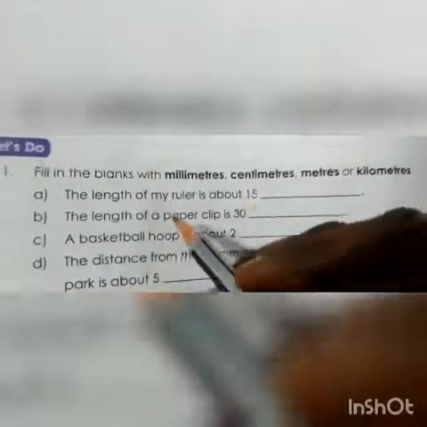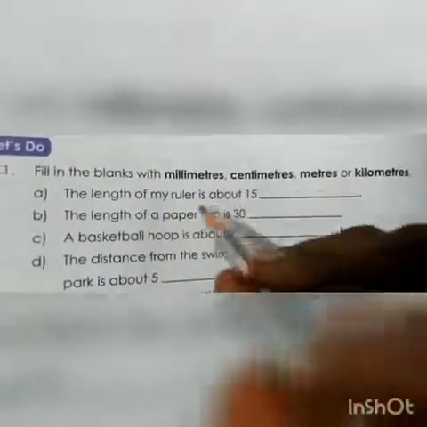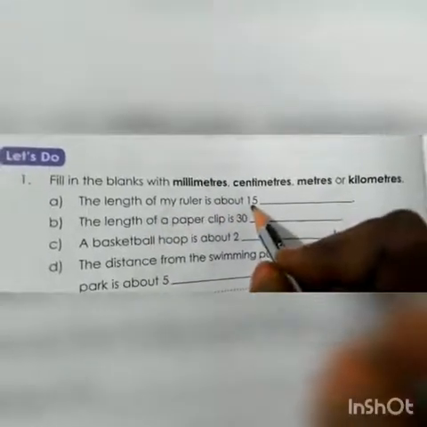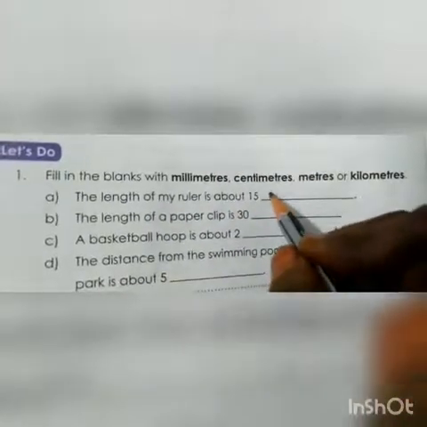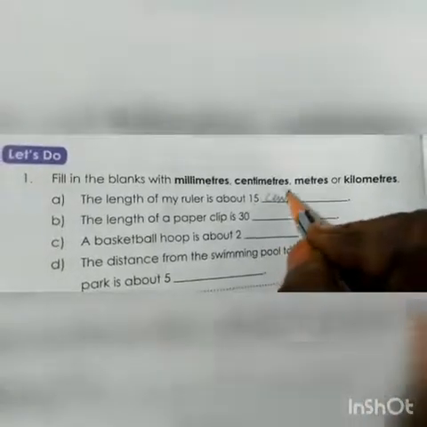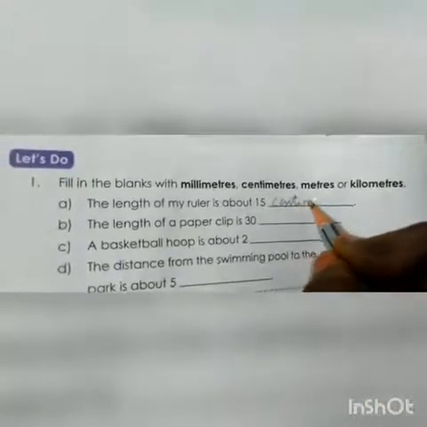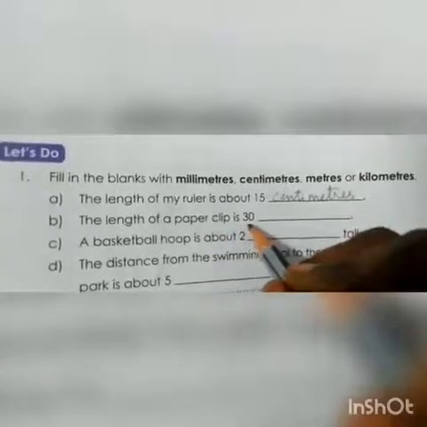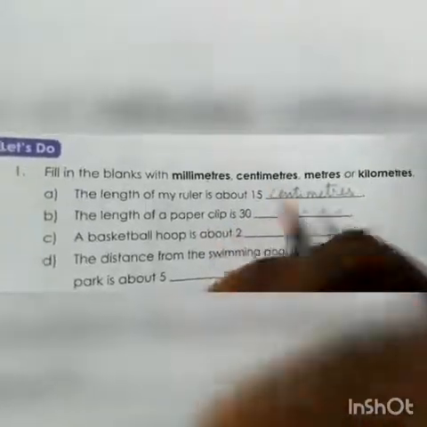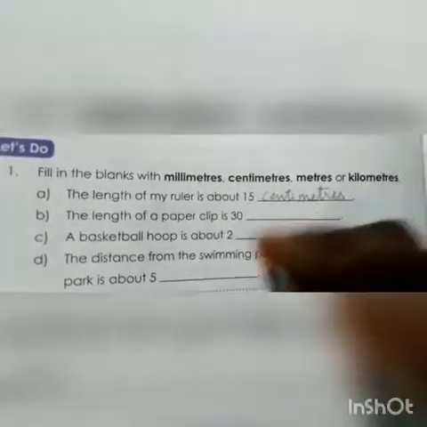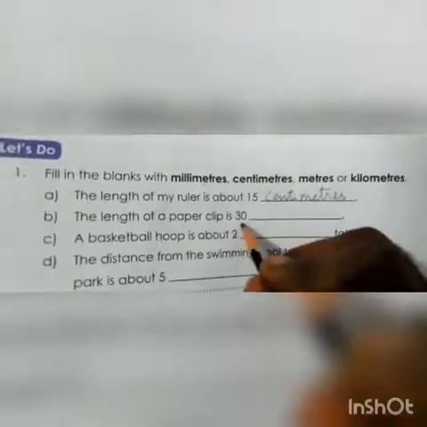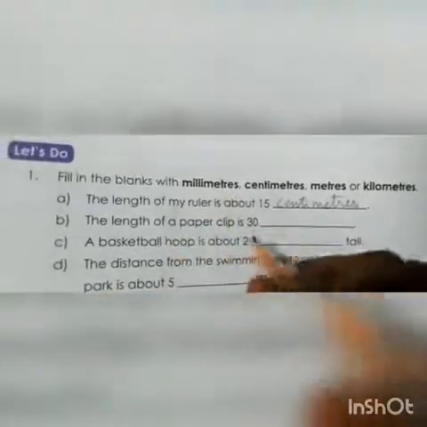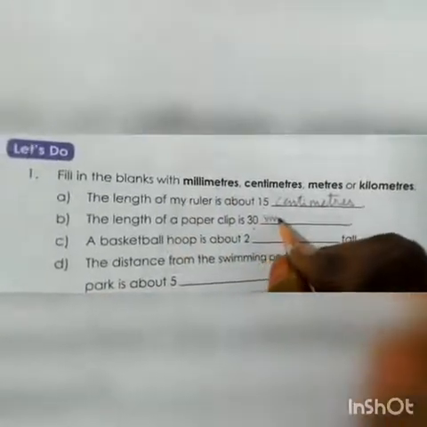According to the question, we have to fill in the correct suitable answer. The length of my ruler is about 15. A ruler is always 15 centimeters. We have to write centimeter here. Then the next question: the length of a paper clip is 30. A paper clip will be very little, right? So the length of a paper clip is 30. For a little paper clip, we can use only millimeters. So the length of a paper clip is 30 millimeters.